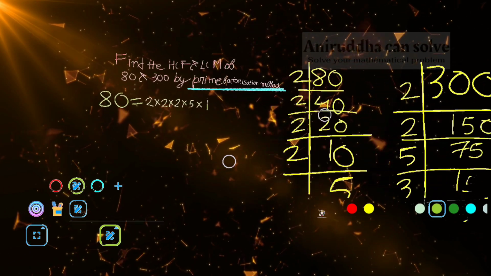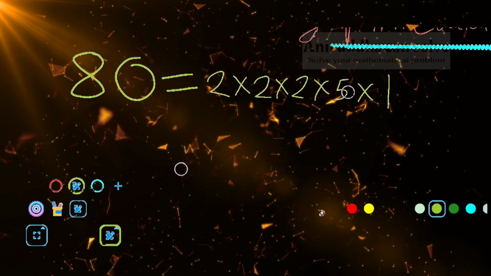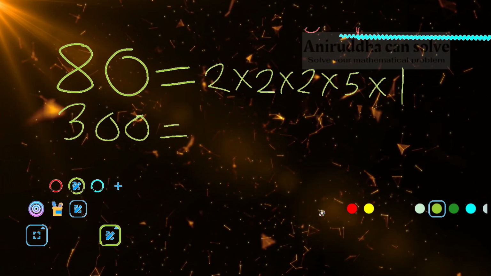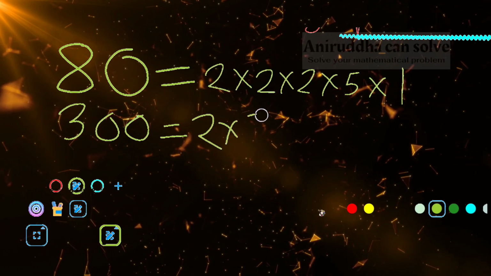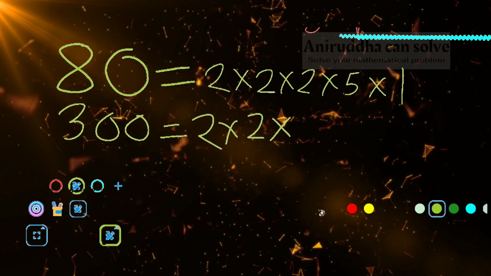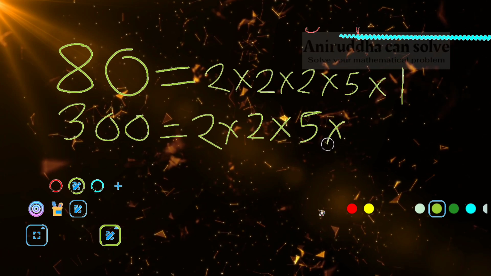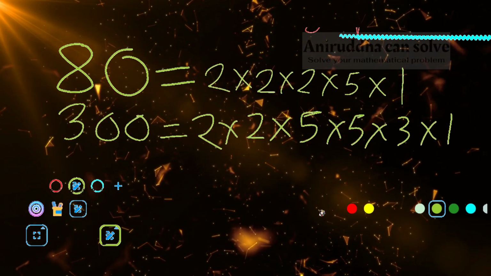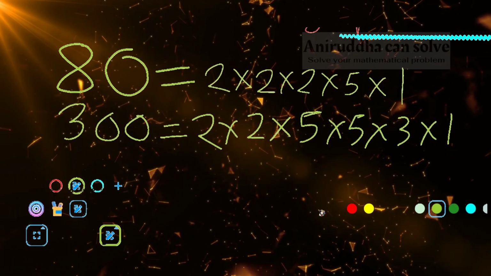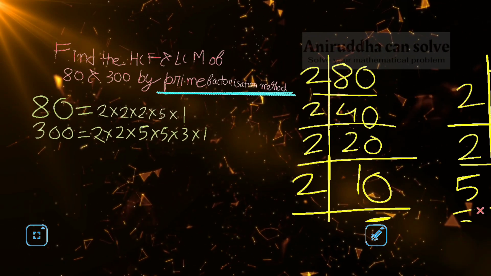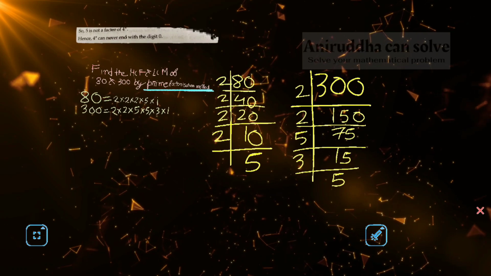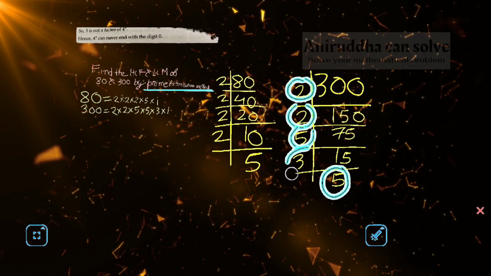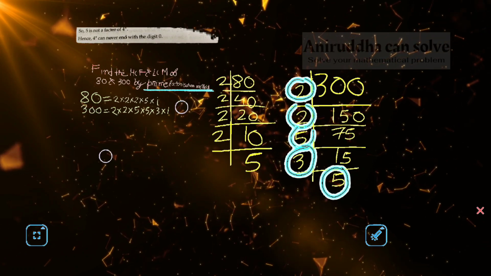if we write for 300, 300 is equal to 2 into 2 into 5 into 5 into 3. We can write 1 as the last term. If you want to check, 300 is equal to 2 into 2 into 5 into 5 into 3.